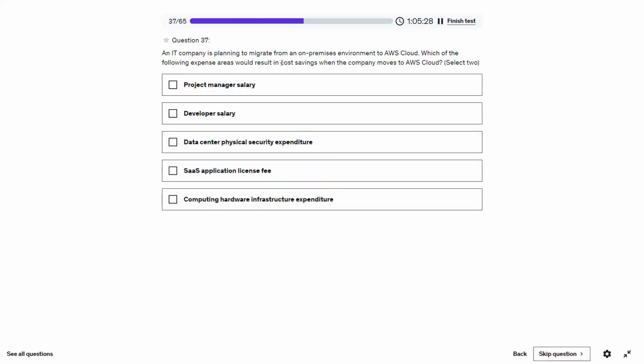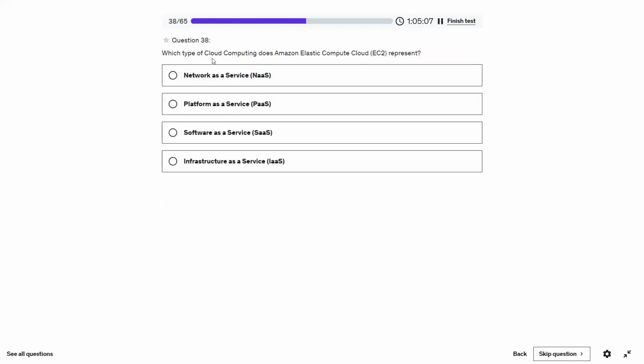An IT company is planning to migrate from an on-premise environment to the AWS cloud. Okay, so what are the benefits if they move from on-premise to the cloud? Will the project manager salary decrease? No. Developer salary decrease? No. Data center physical security expenditure definitely decreases. SaaS application license? No. Computing hardware infrastructure expenditure definitely decreases. So it's a very easy question. EC2 is infrastructure as a service.